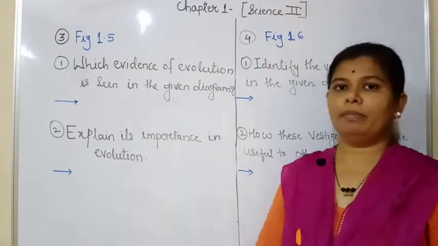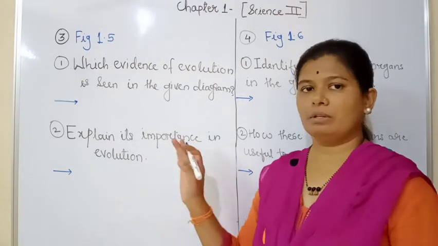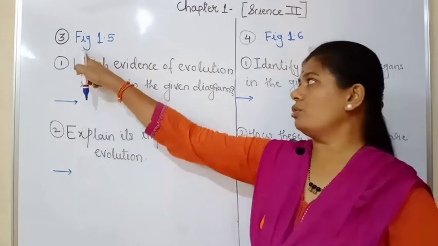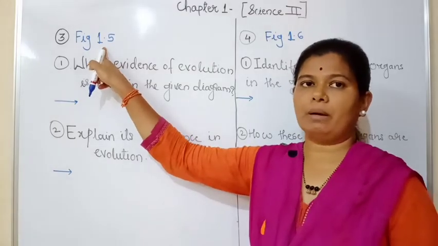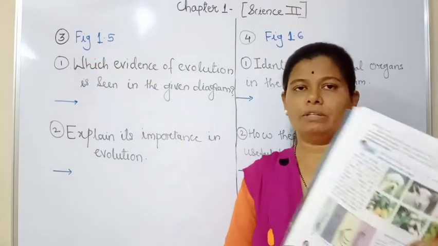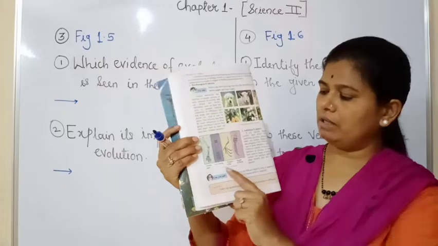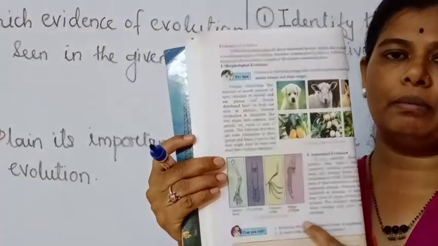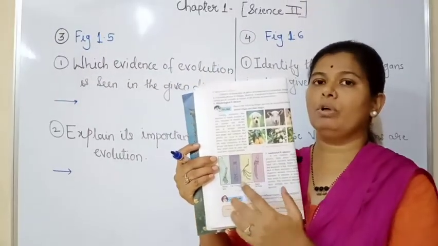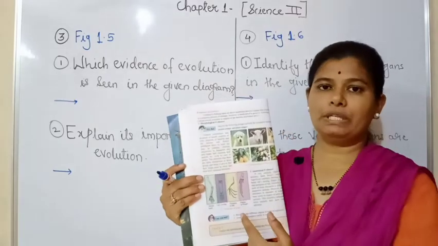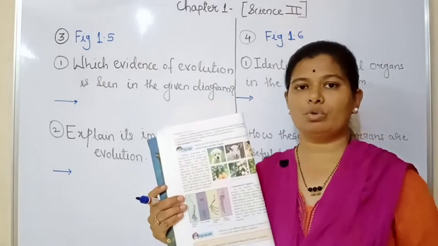Now we'll see question number 3, the activity based third question. For this question you have to refer to which diagram? That is diagram 1.5, which shows the structure of bones. This diagram is given in your textbook, so for this activity you have to refer to this diagram. This diagram will be given in your question paper.